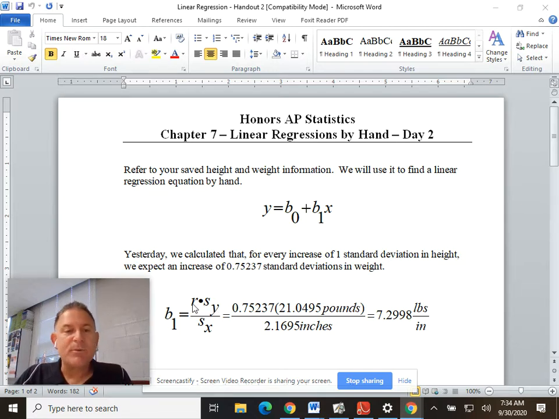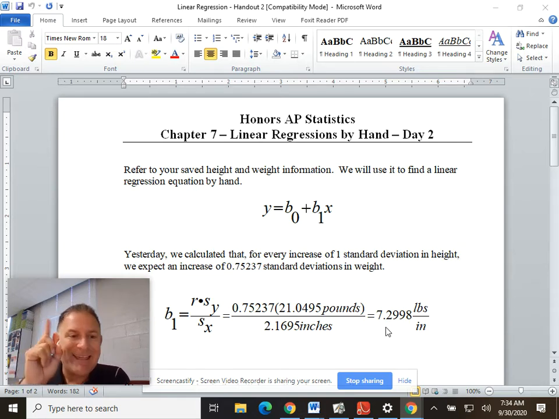So it's a really simple calculation. The weight deviation is 21. The height deviation is 2.17. If somebody's 2.17 inches taller than average, we don't think they're 21 pounds heavier than average. We think they're 0.75 of that heavier than average. That's our prediction anyway. When you work this out, you get about 7.3. And so the interpretation is going to be very easy for this slope.